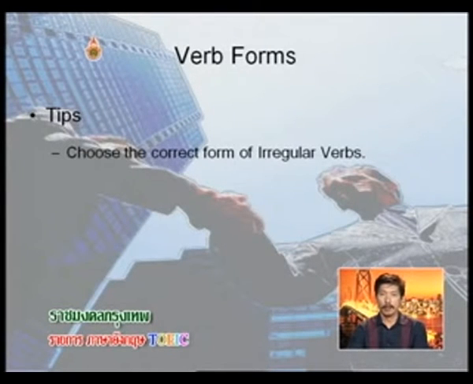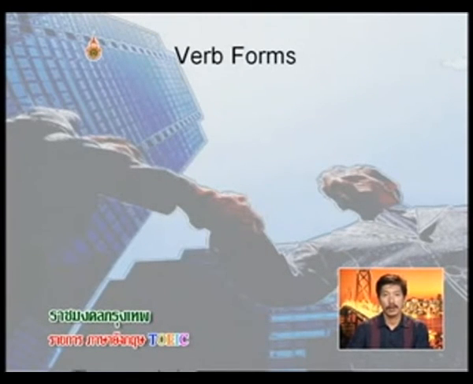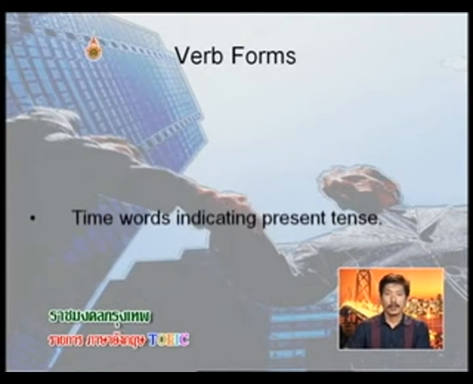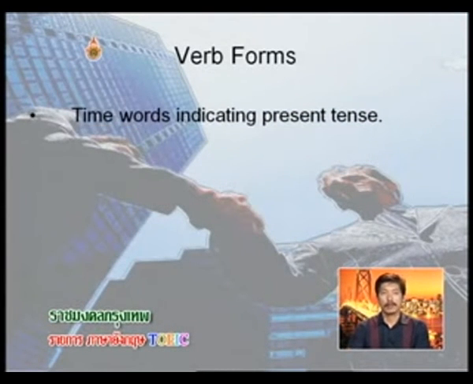And most of you who know English know that the verbs in English change according to the time. And some verbs have their irregular forms, so you have to choose the correct form of those irregular verbs as well. So now, we are going to discuss in detail the time verbs.